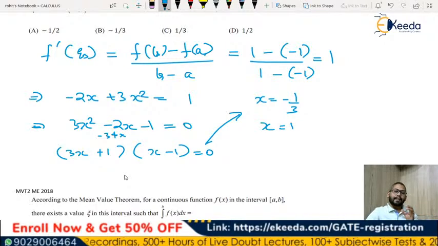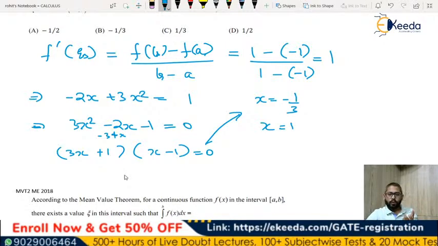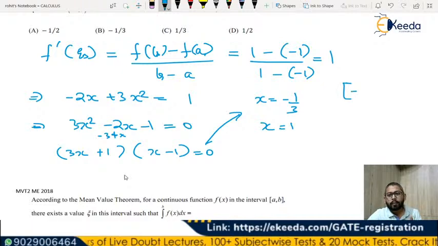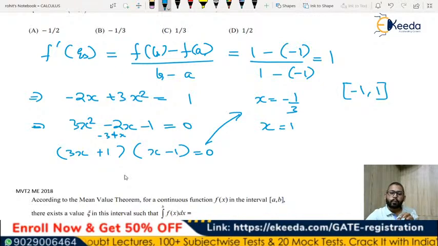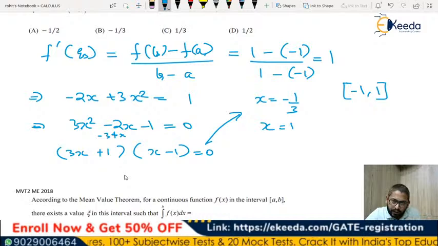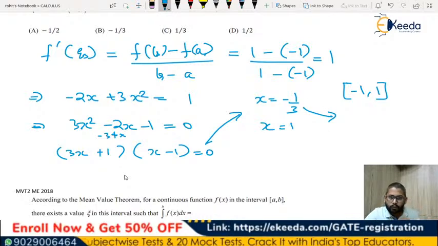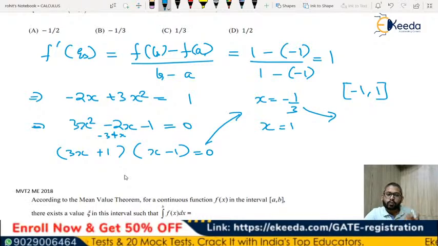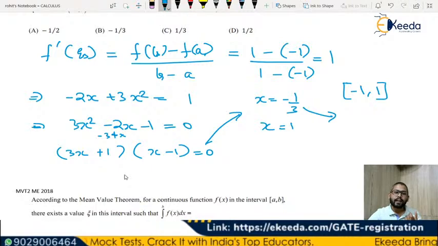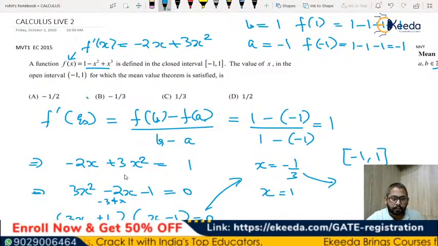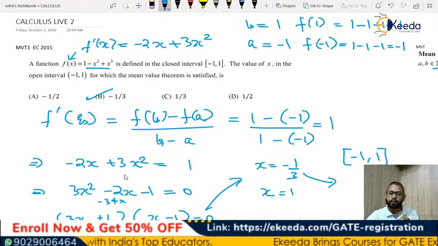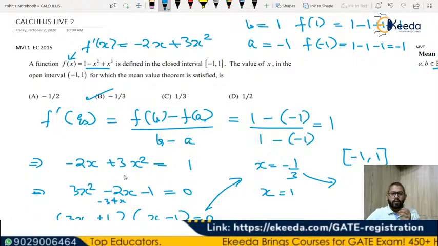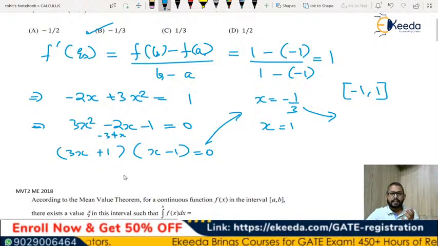So we know that this point should lie between the interval. The interval was minus 1 to 1, and the point which will lie between this interval is going to be x equal to minus 1 by 3. So this minus 1 by 3 is the point where this will be satisfied, and this is going to be the answer, right? This is what we are looking for. So this is the answer. Let's see the next question then.